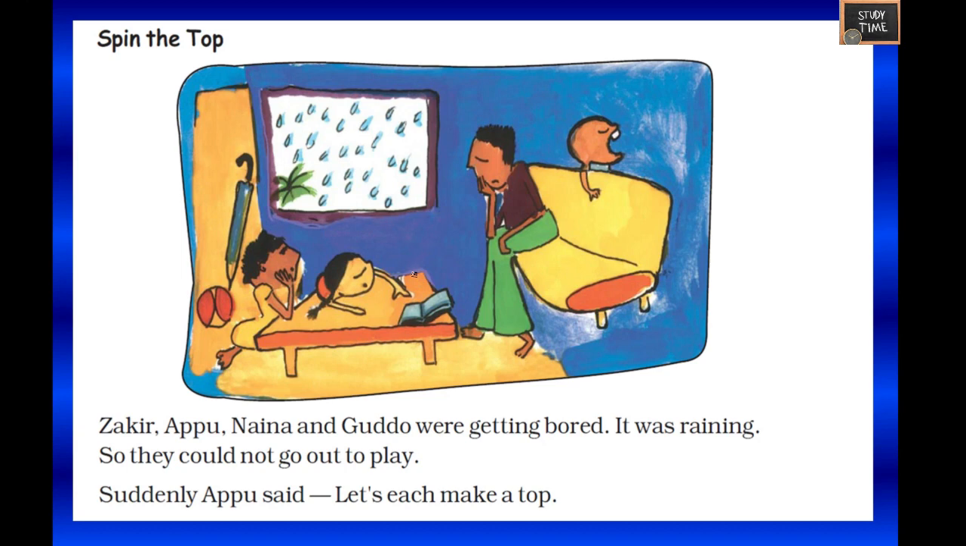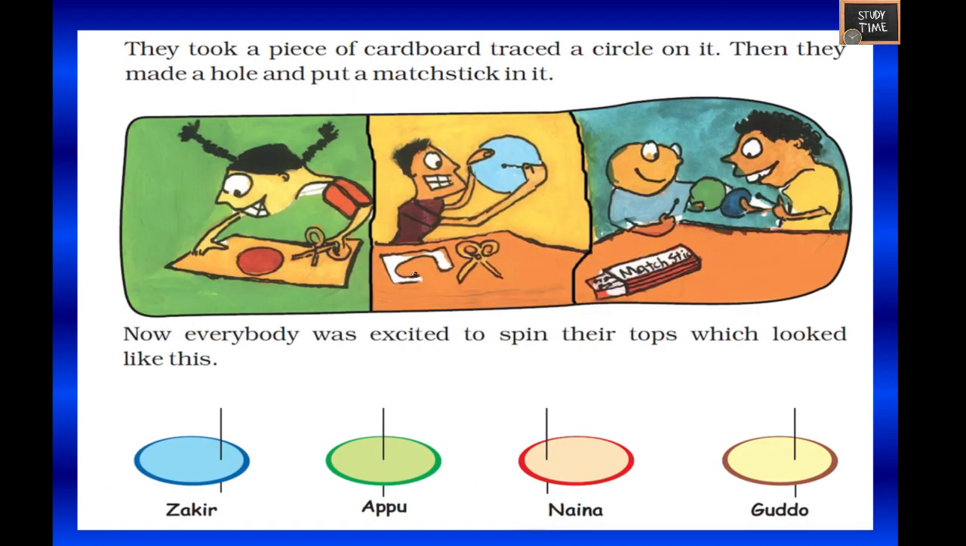Here, 4 persons are there: Zakir, Appu, Naina, Guddu. They were getting bored, so they started to play a game. They took a cardboard, traced a circle and cut their circle. Then they made a hole and put a matchstick in it. Everybody was excited to spin their tops. See, you can see the tops of the different persons: Zakir, Appu, Naina, Guddu. Shall we all try spinning the top, and then we'll discuss these questions.